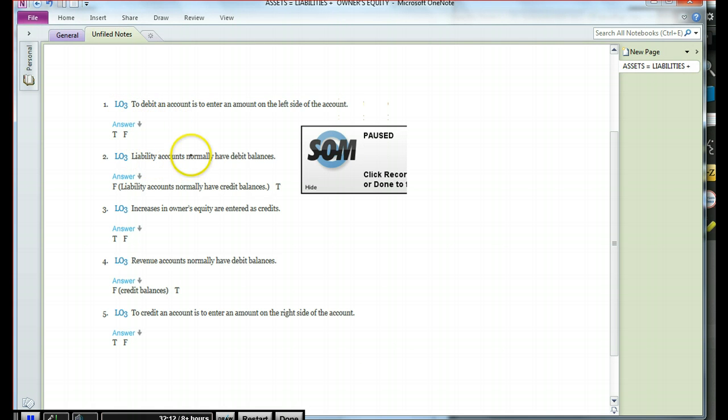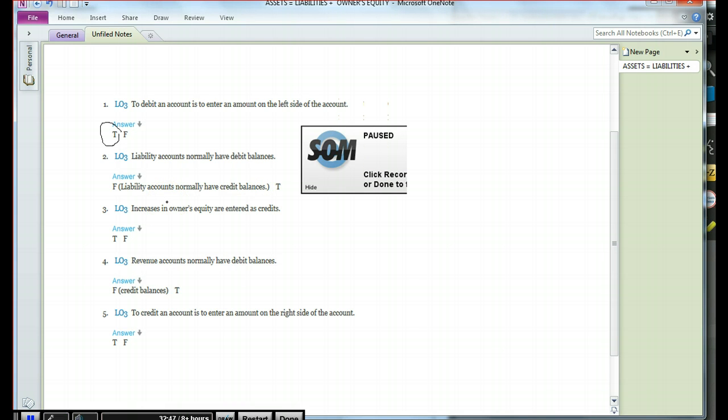To debit an account is to enter an amount on the left side of the account. And we said that was true. This is found on page 73 in your textbook. Liability accounts normally have debit balances. That's false because they normally have credit balances. They're on the right hand side and they normally have credit balances.